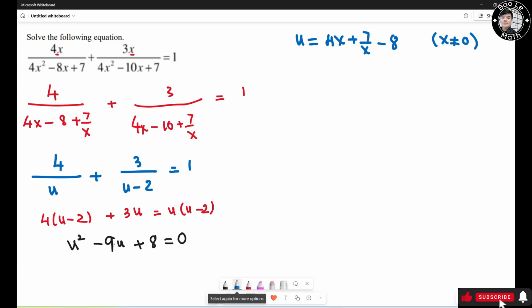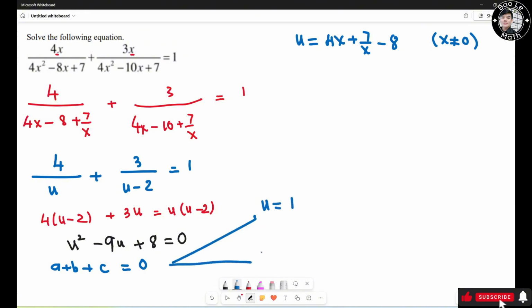In order to solve this quadratic equation, you can factor it, or you can use the trick right here. If a plus b plus c equals 0, you have two solutions. The first solution is u equals 1. The second solution is u equals c over a. Now I'm going to check this one: a equals 1, b equals negative 9, c equals 8. If I add them up, it's 0. So I get this one.